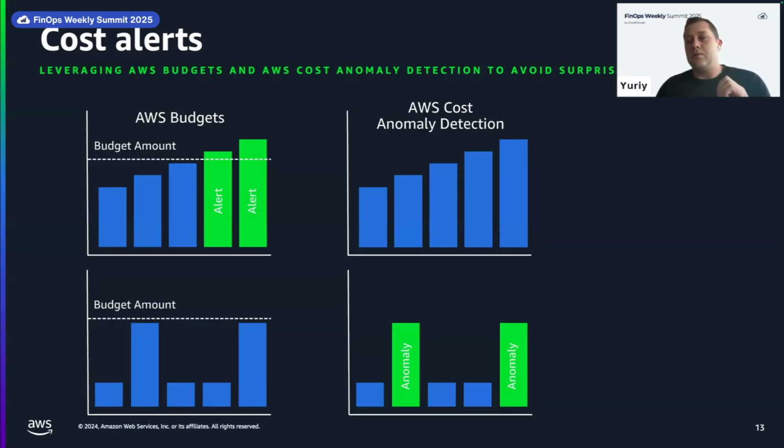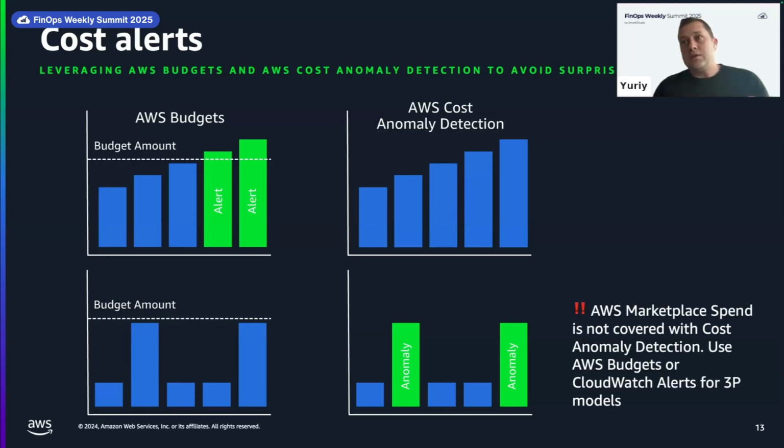Now, that's where the interesting thing comes into play. And not many people know about this. And that's what some customers learn the hard way. If you use Cost Anomaly Detection and you use third-party models, so models like Anthropic Claude, and they are billed through AWS Marketplace, you need to know that AWS Marketplace spend is not covered with Cost Anomaly Detection. So Cost Anomaly Detection doesn't cover AWS Marketplace.